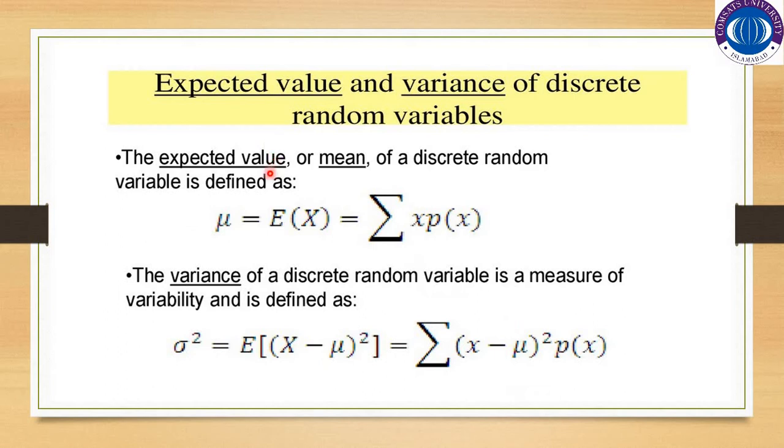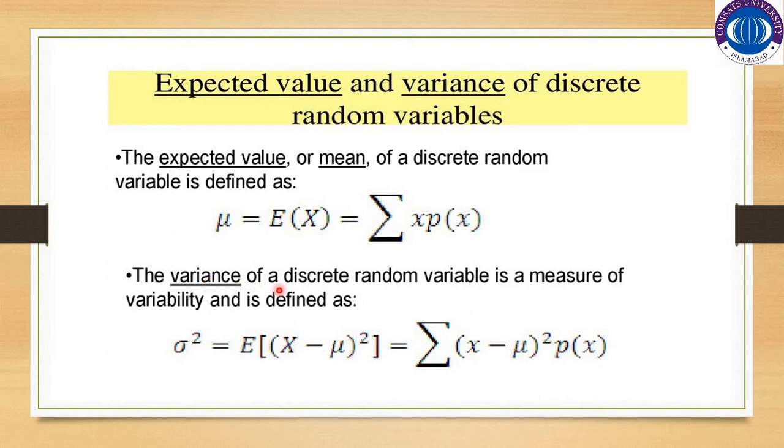The expected value, or we can say its mean, of a discrete random variable is defined as mu. Mu is a Greek letter, and mu is equal to expected value of x. X is the particular random variable we are discussing, and it is equal to summation x into p of x. This x is the particular value of the random variable and p of x is its occurring probability.